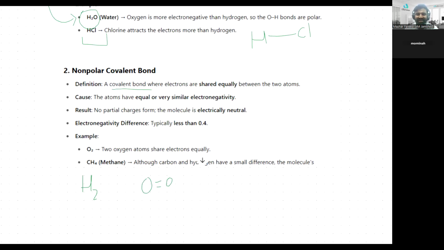They have similar electronegativity. Their electronegativity difference must be less than 0.4. In H2, the electronegativity difference will be 0 because the electronegativity of hydrogen is 1 and of the other hydrogen is 1. 1 minus 1 is 0. For oxygen, the electronegativity is 0.8 and 0.8, they cancel out, so the difference will be 0. So in a simple way, non-polar is found between two similar atoms, so there will be no electronegativity difference. Is it clear?